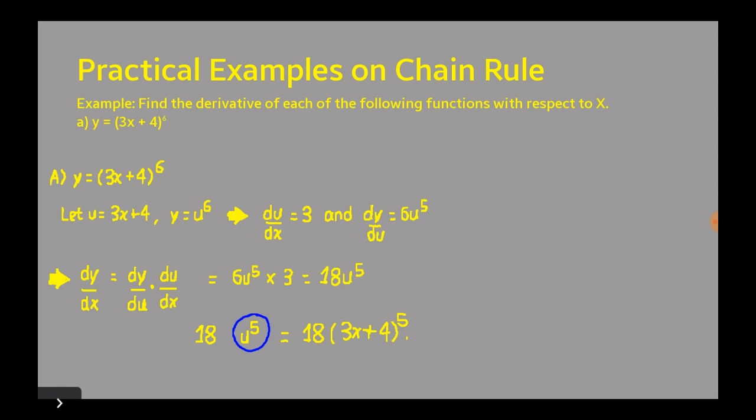Now we have identified the chain rule result, 18u to the power of 5. Substituting u with the given function, we get 18 times (3x plus 4) to the power of 5.